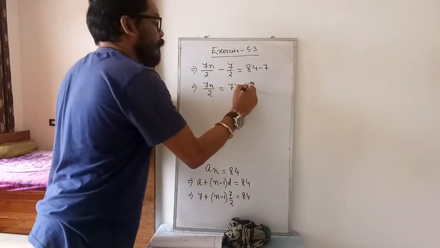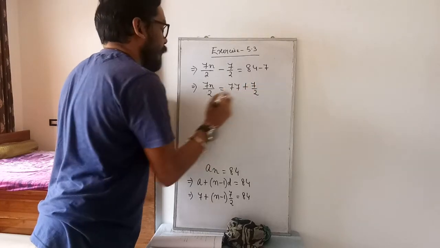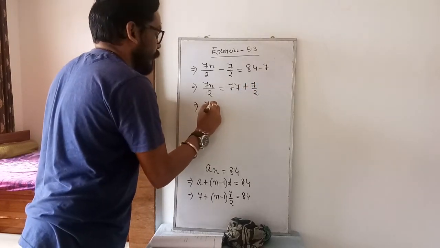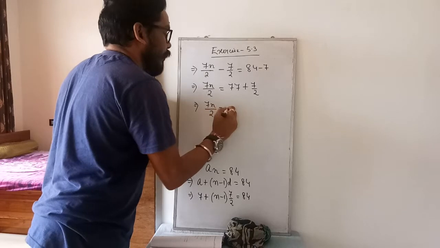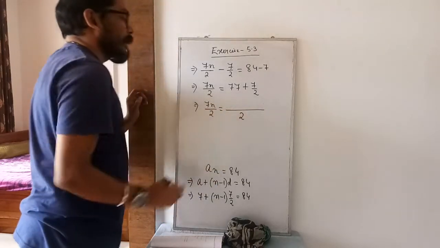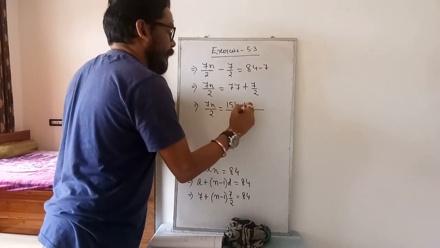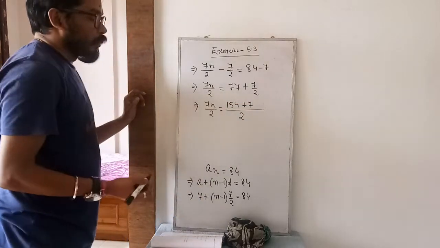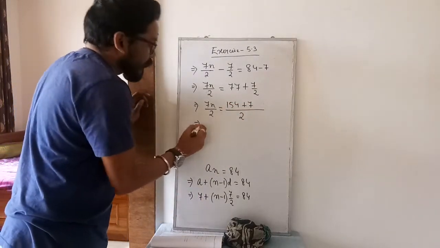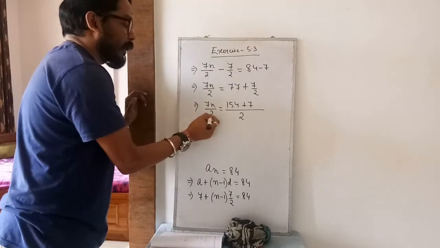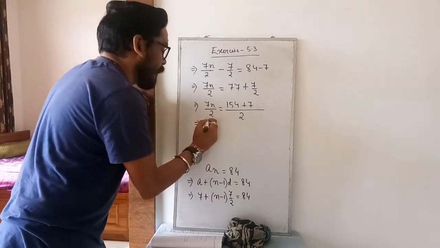Okay, 77 plus 7 by 2. So here it is 7n by 2 equal to, you can take the LCM, so here you will get 154 plus 7. To make it short, I can cut this 2. If you want to cut, you can cut, or you can cross multiply also. Next step I will cut it.